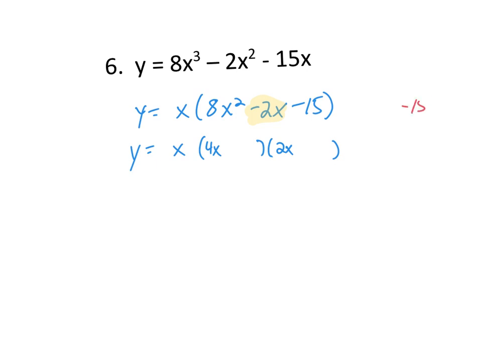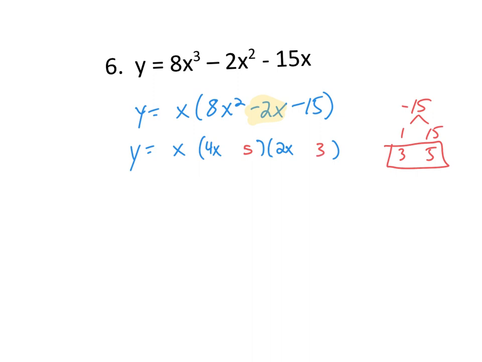So negative 15 is going to be 1 and 15, or 3 and 5. Since these are pretty close together, I'm guessing it's 3 and 5, and let's put those in and see if that works. So let's try 3 here and 5 here. That would be 20x and 6x. That's not going to give me negative 2x, so that didn't work. Let's undo all that. Let's try switching them around.